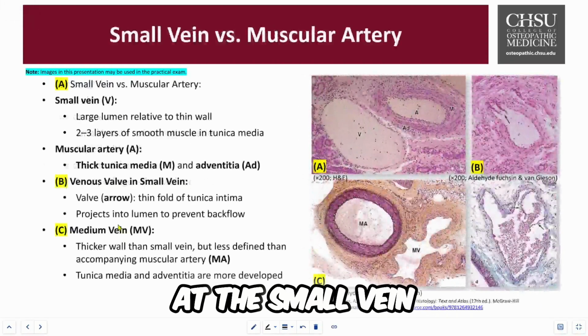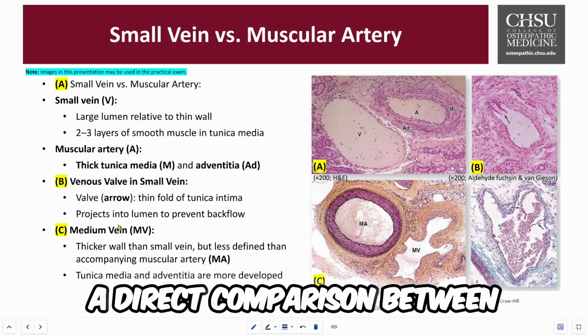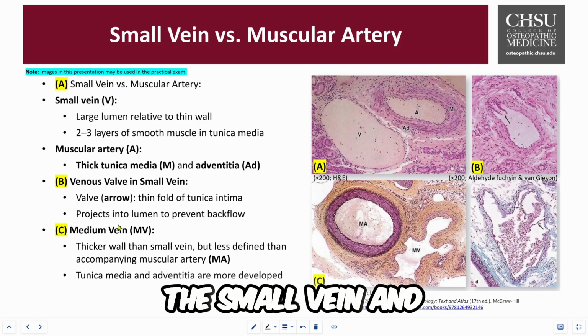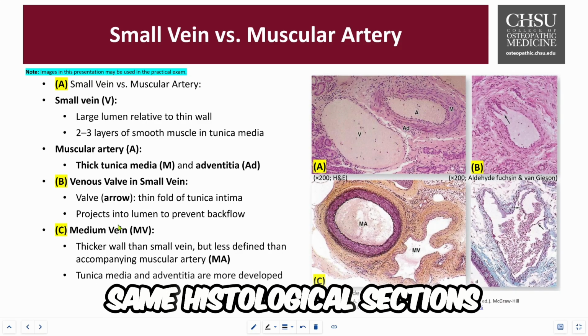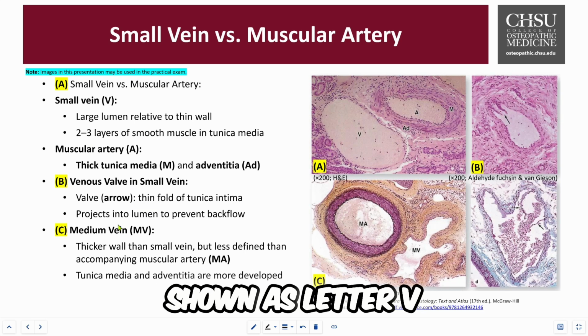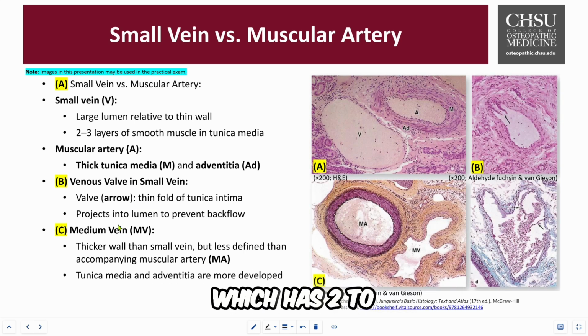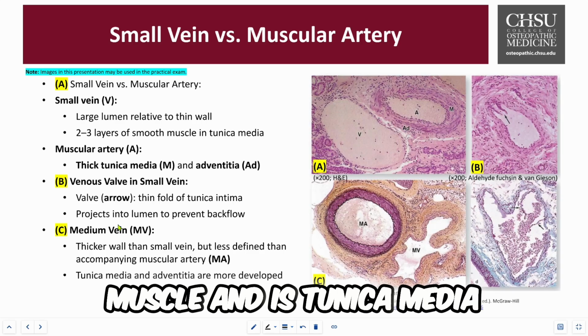Let's take a look at the small vein versus the muscular artery, a direct comparison. This slide provides a direct comparison between the small vein and muscular artery in the same histological sections. So this gives you a perspective of size. The small vein is shown as letter V that has a large lumen relative to its thin wall, which has 2 to 3 layers of smooth muscle in its tunica media.